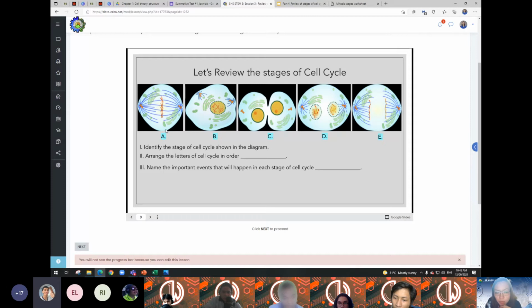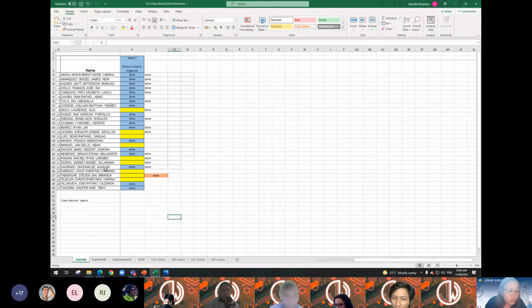In metaphase, what will happen? The chromosomes will line up in the middle of the cell. Okay. And don't forget, class, that the centrioles will proceed to the opposite poles, and the spindle fibers are extending. Right? Okay.